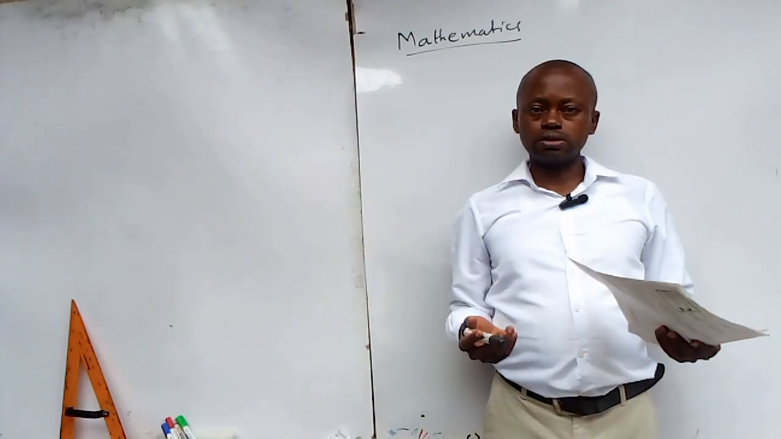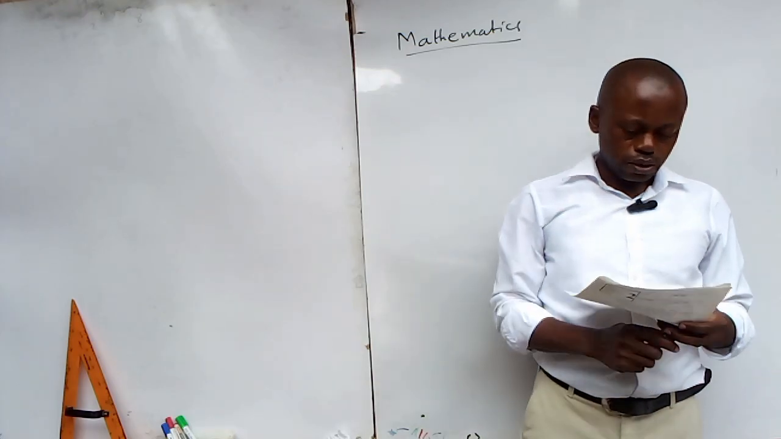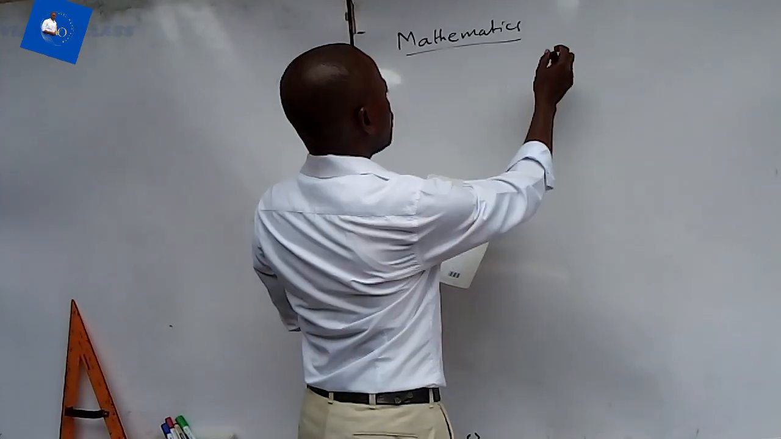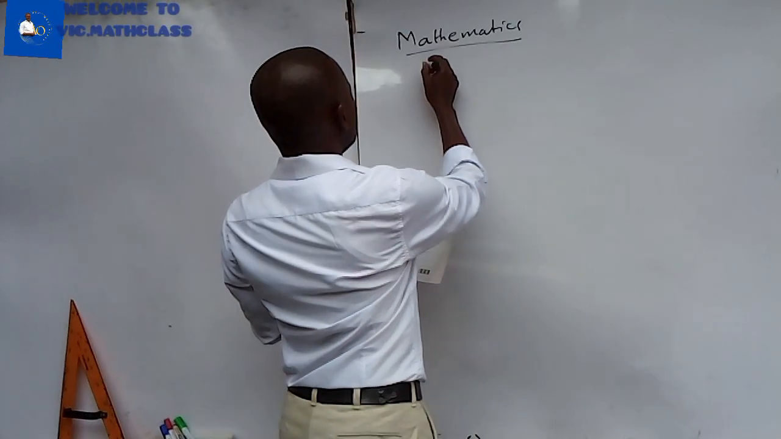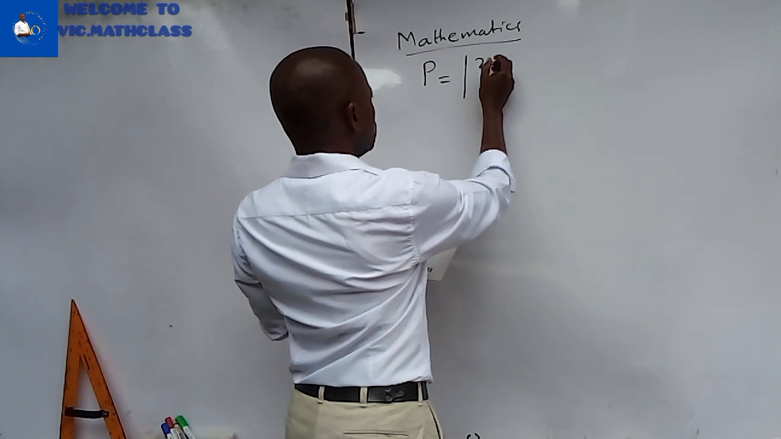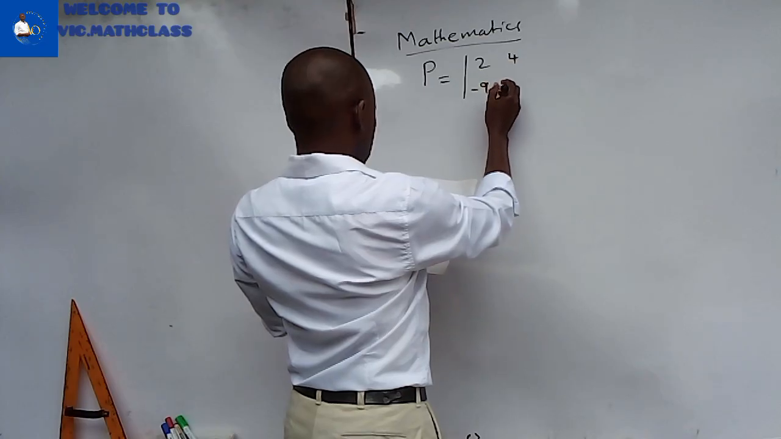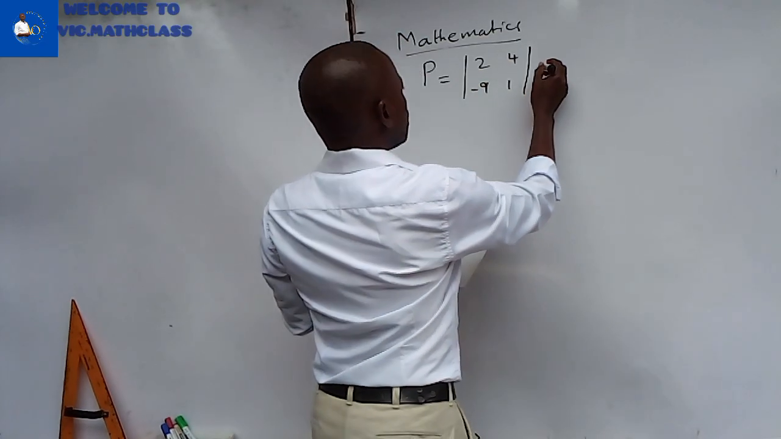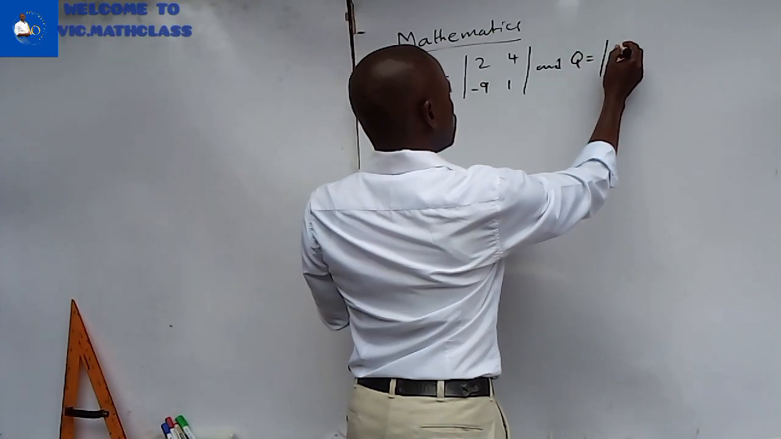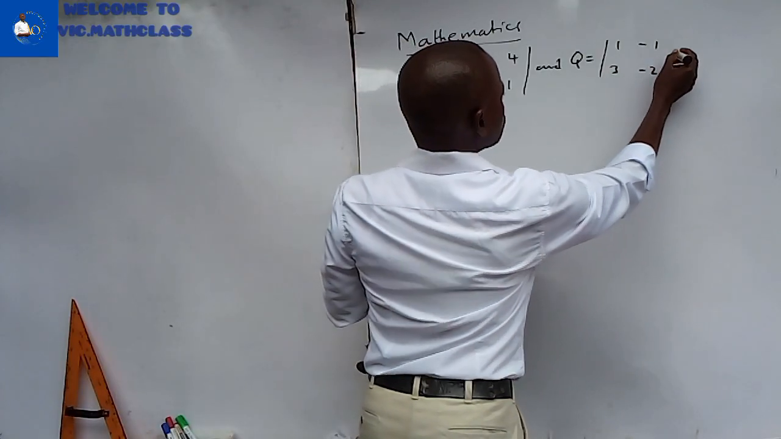It's not going to take time. It's a very simple question anyway. So let's look at this question. We have P to be 2 and 4. The entries are 2 4 minus 9 1. Okay, and we have Q to be 1 minus 1 3 minus 2.